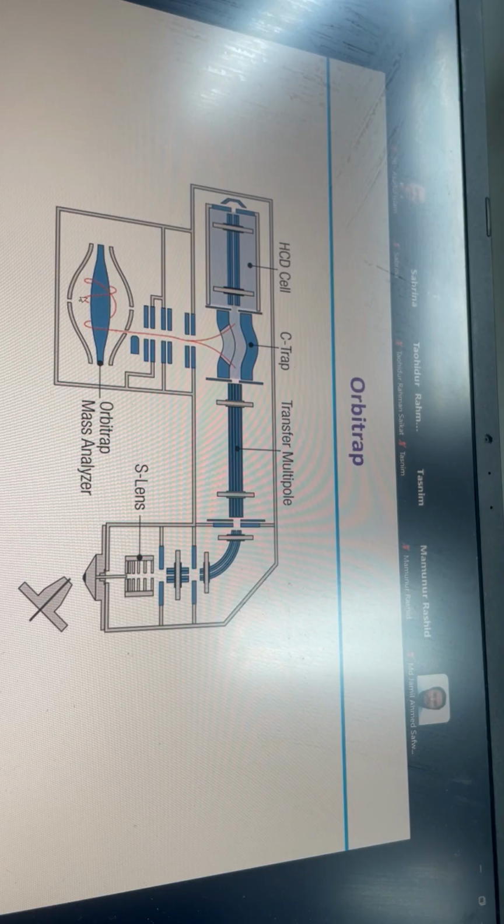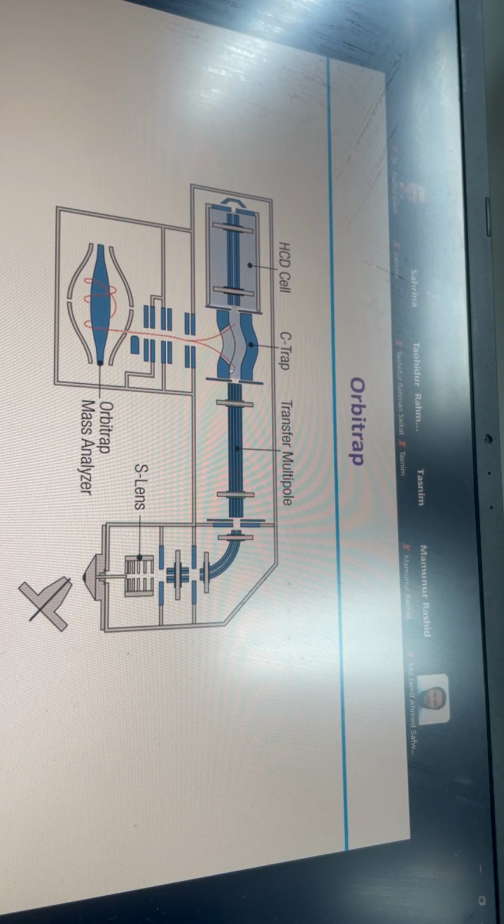The ions will be rotating around the middle electrode. The Orbitrap has three electrodes: the entrance and two end electrodes, and the middle electrode. The ions rotate around the middle electrode, and when they rotate, they have different angular frequencies based on their mass. So you can use that to calculate their mass.